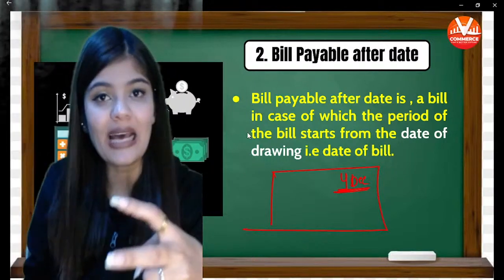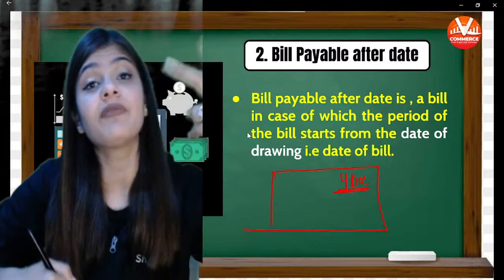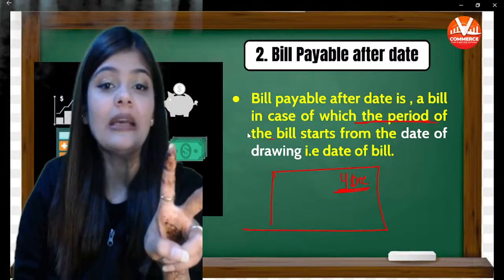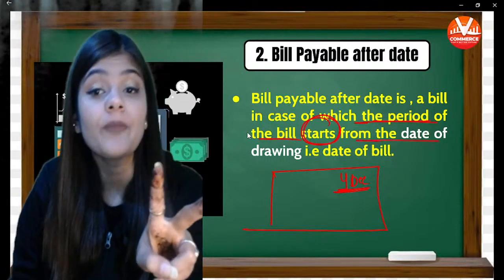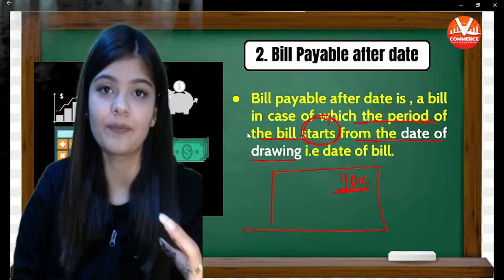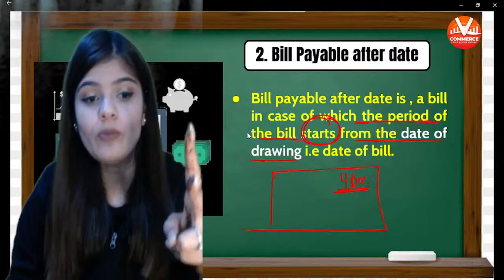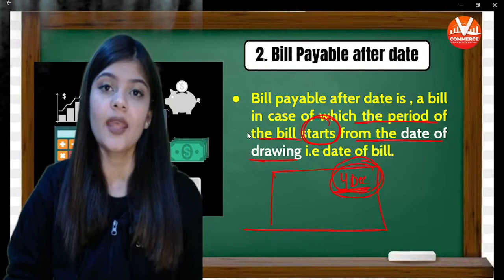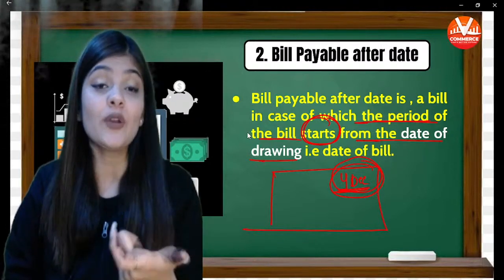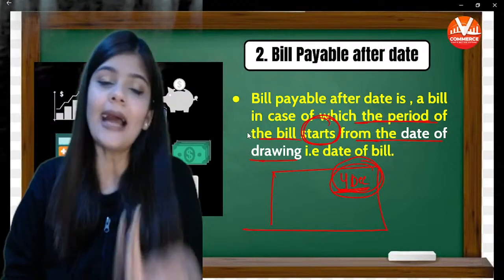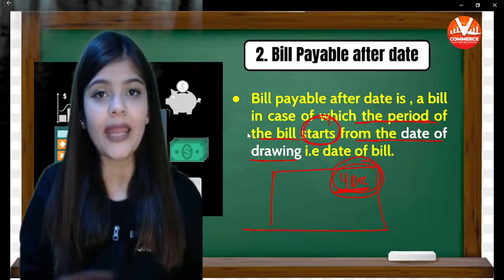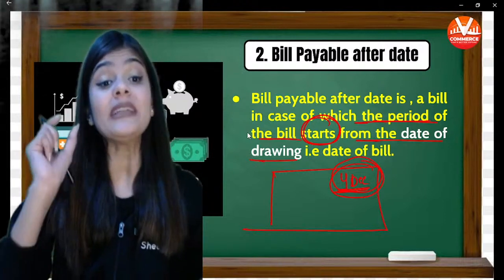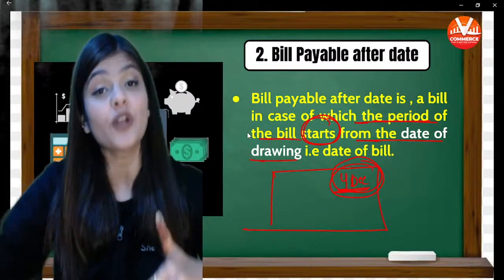जो पैसा देना है, drawee will pay you money after 2 months. So this 2 month, the time period starts from the date of drawing. You will start calculating the 2 months from 4th December. So the time period will be calculated from the date of bill. That was bill payable after date. जो भी आपका 2 महीना 4 महीना होगा वो कब से स्टार्ट होगा? From the date of bill on which the bill is drawn.